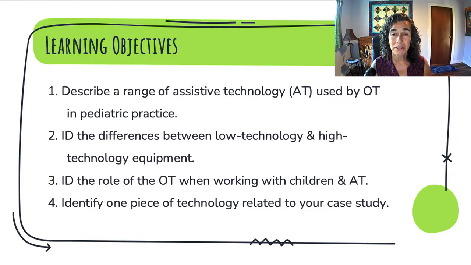Our learning objectives today involve describing the range of assistive technology, also abbreviated AT, used by OT in pediatric practice. We're going to look at both low tech and high tech and be able to differentiate between the two. We're going to identify the role of the OT when working with children and AT, and also identify a piece of technology that's related to the case study that you're focused on for some of your assignments.